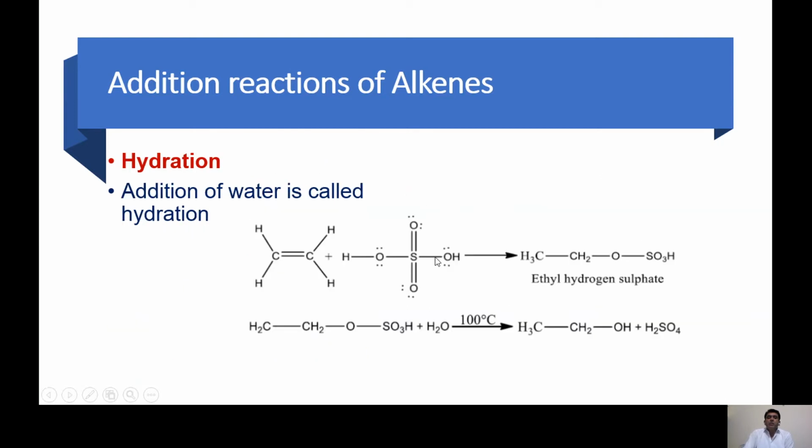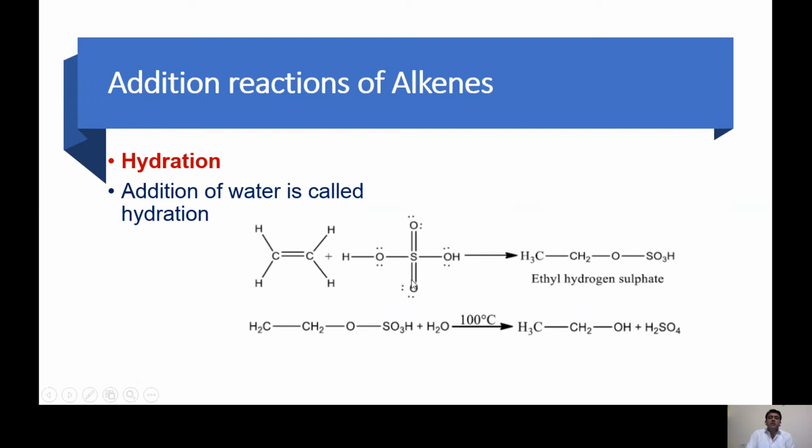Next, move to the next topic, hydration. Addition of water. Last time we discussed dehydration, removal of water. Now this is hydration. Addition of water is called hydration. So if we add water to an alkene, it is converted into alcohol. If we have water, HOH, H will go to one carbon and OH goes to the second carbon, and we get the alcohol.